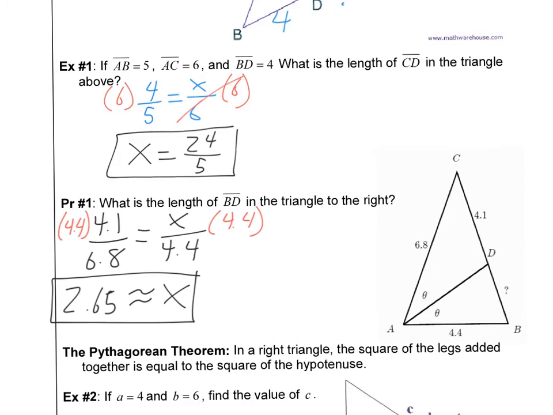All right, so I know that 4.1 is to 6.8, in the same way that our x value, our unknown value, is to 4.4. So what's happening to my x? It's being divided by 4.4, so I multiplied it by both sides, canceling out the 4.4. And then I just put this in my calculator, 4.4 times 4.1 divided by 6.8.